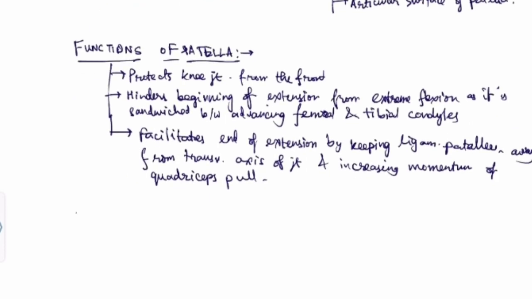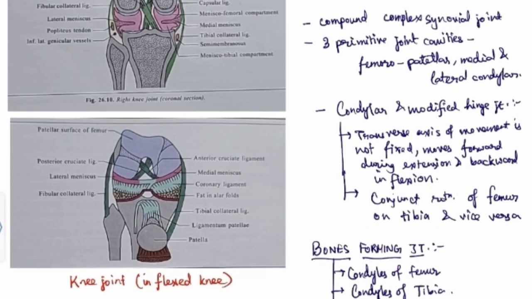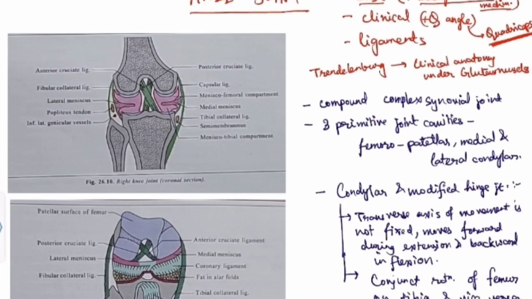Coming over to ligaments of the joint, I believe here is a nice picture. So first of all, you have to write about the capsular ligament, which is not shown over here. Ligamentum patelli also you have to write about. Tibial and fibular collateral ligaments. Oblique popliteal and arcuate ligament. It's not shown here clearly.